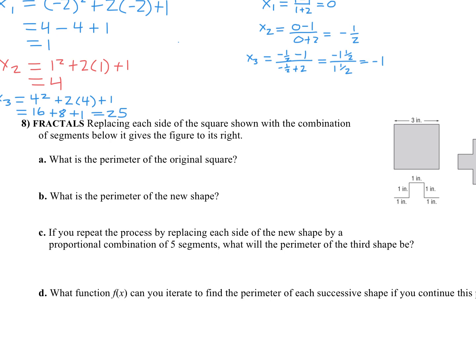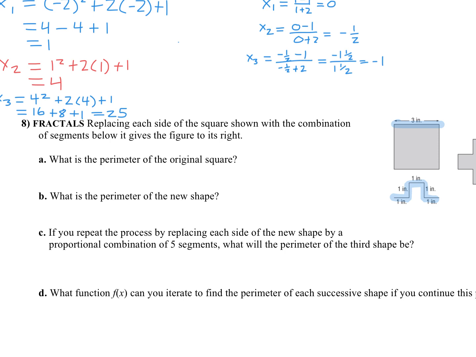All right, for number 8, we have a figure shown, and then we're going to replace each side of the square with the combination of segments below it. So basically, this side that was 3, it turns into this thing. And that total length there was 5. You see 5 1-inch segments.